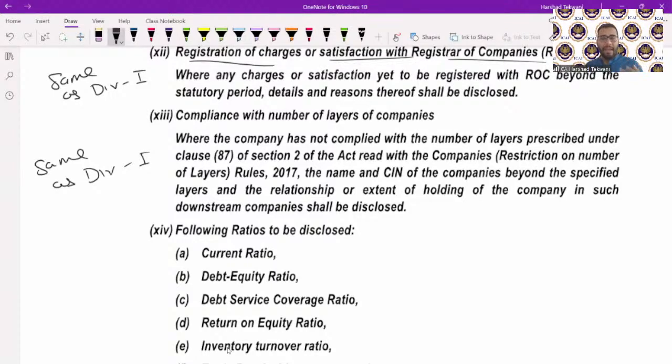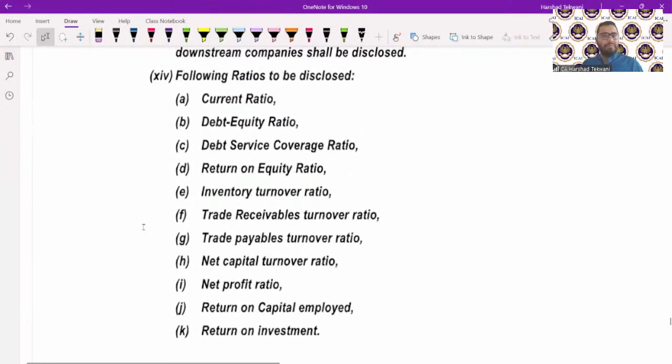If you have, there is a provision, clause 87 of section 2 plus the Companies (Restriction on number of Layers) Rules. If you do not comply, then you need to provide the name and CIN of the companies beyond that number of layers. Remember, we discussed in the last lecture. Same. Ratio analysis. All the ratios are same as division 1.